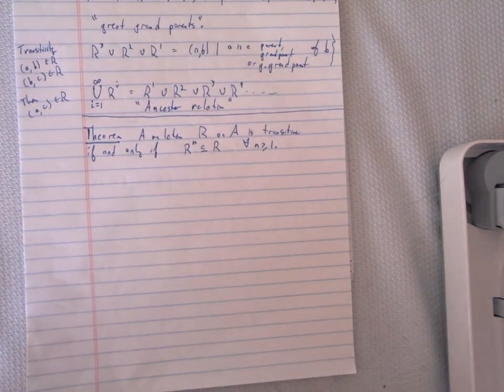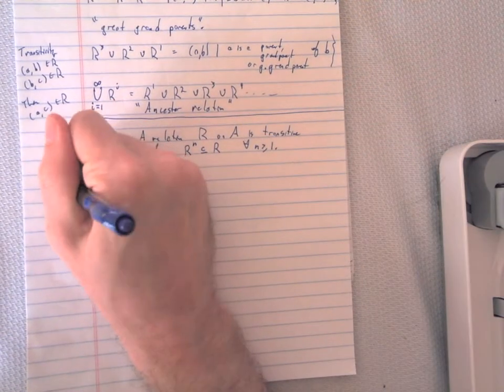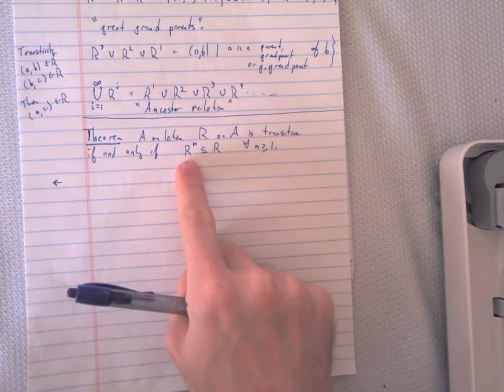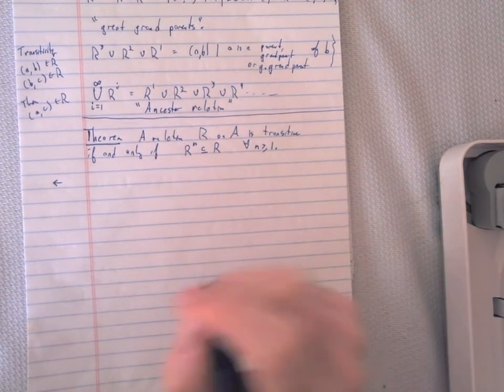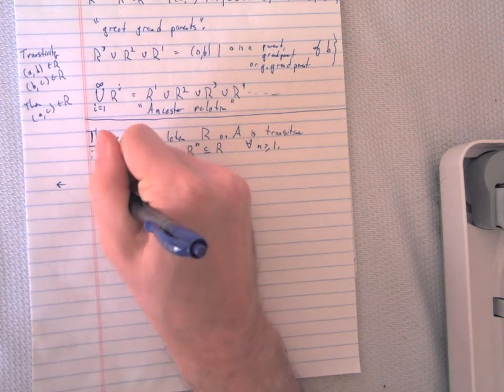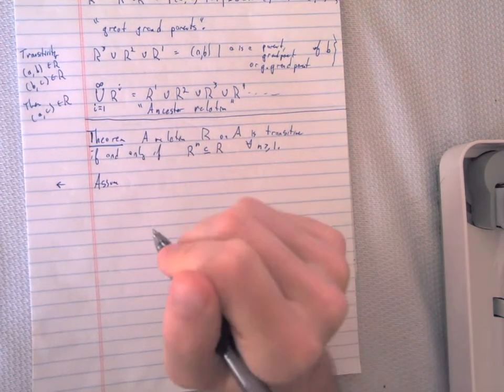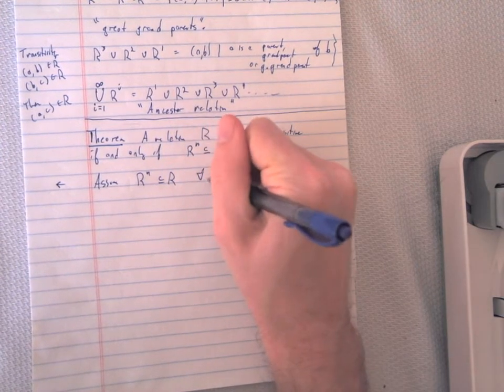It's an if and only if statement, so I'm going to first prove one direction. I'm going to assume that R^n is a subset of R for all n, and I'm going to show that this implies that the relation R is transitive. So assume that R^n is a subset of R for all n.